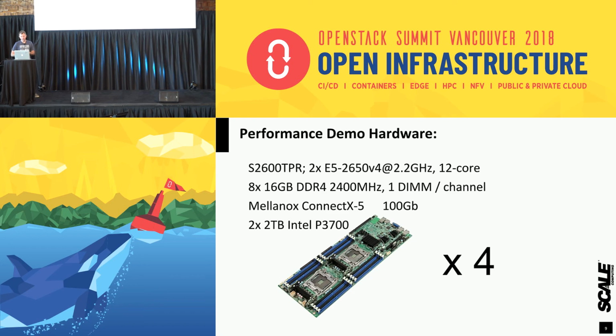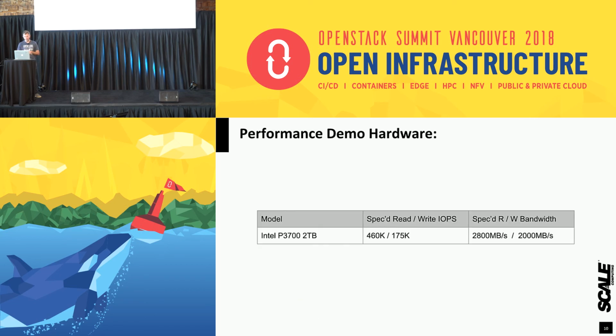The hardware we're going to use today is a 4-node system. These are Intel boards, dual socket. Each socket has a 2.2 gigahertz Xeon 12-core. We're also using Mellanox ConnectX-5 cards with 100 gig, a single connected 100 gig fabric. Each node also has two 2 terabyte Intel P3700s, so 8 total NVMe devices in this cluster. Keep in mind that the P3700, the 2 terabyte version, is spec'd at about 460K IOPS and is capable of about 2.8 gigabytes per second of bandwidth.